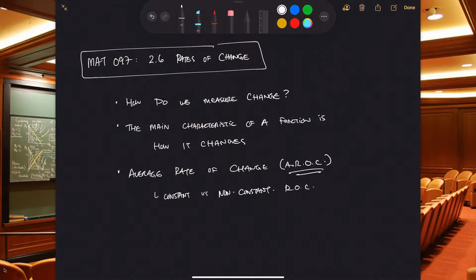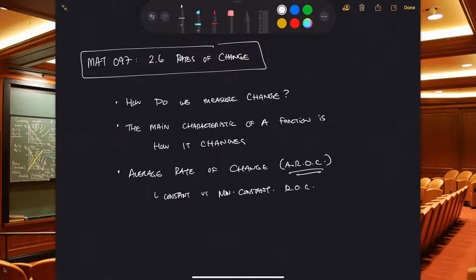Hello, good morning. So today we're going to be looking at the average rate of change and looking at rates of change. This is a huge idea. This is at the foundation of calculus, which again is considered to be the greatest achievement of the human mind. So we're at the core of something really important.